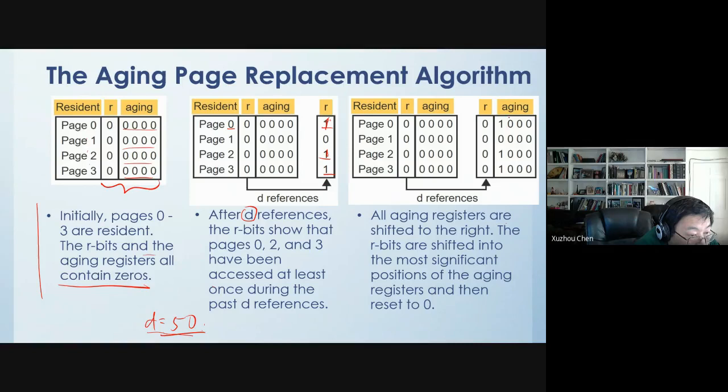shift this R bit to the left, and all the aging bits are shifted to the right, and the R bits are shifted into the most significant position. So this is the most significant position for the aging register. So you have 4 bits of aging register. Okay. Now this reference bit will be shifted to the most significant position in the aging list. That's after 50 references.